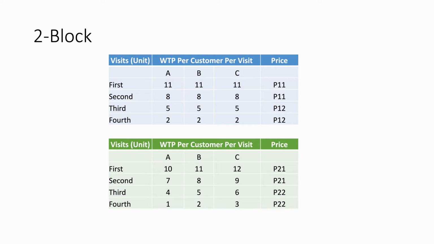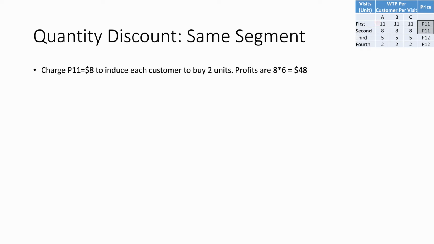So here we are looking at a 2-block quantity discount. We charge a price P11 for the first and second cinema visits, and then P12 for the third and fourth. Similarly, we charge P21 for the first 2 visits and P22 for the third and fourth visits. So for the first 2 units, as we can see here, the customers' willingness to pay are $11 and $8. So P11 has 2 possible levels, 11 or 8.